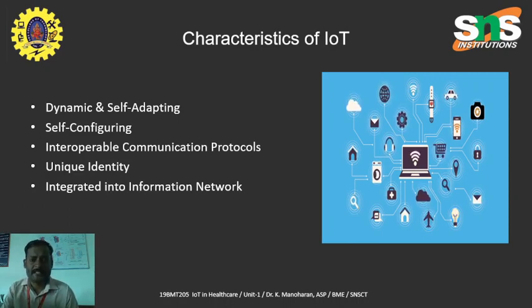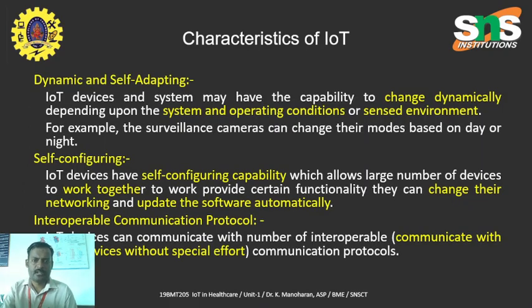Today's topic is characteristics of IoT. The main characteristic of IoT is that it is dynamic and self-adapting, so it will be fit for dynamic environments. It will automatically adapt to that environment. Second, self-configuring: it configures itself for the required configurations. Interoperable communication protocols: the different communication protocols available can support IoT. Again, unique identity is another characteristic of IoT, that means it has a unique identity feature in the devices. Again, integrated into the information network. So these are the basic characteristics of IoT. You can see the details here.